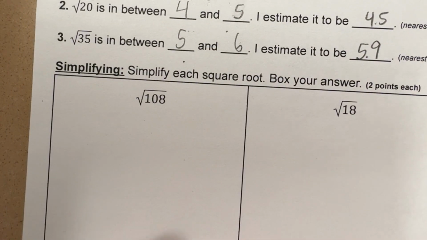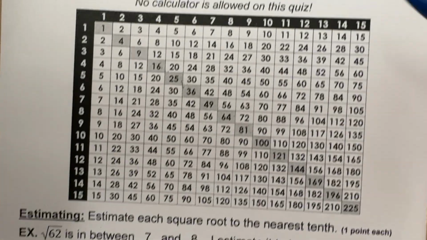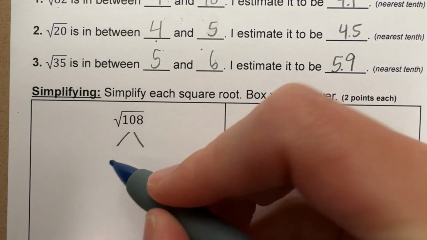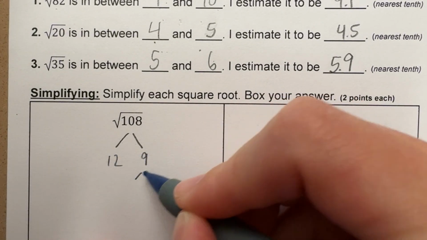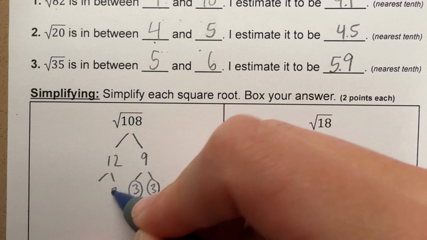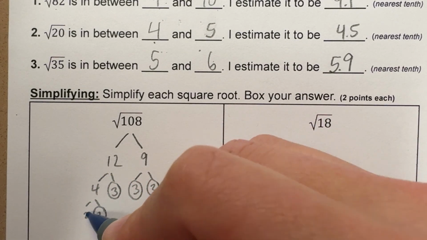All right, let's keep going. I'm factoring. So for 108, you can feel free to come and find it up here. You have a nice big multiplication chart. It's 12 and 9. This becomes 3 and 3, 3 and 4. Don't forget to keep factoring the 4.